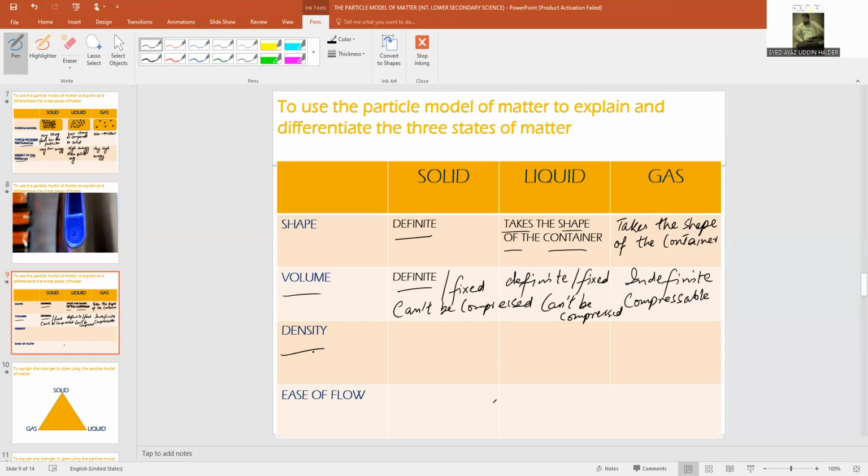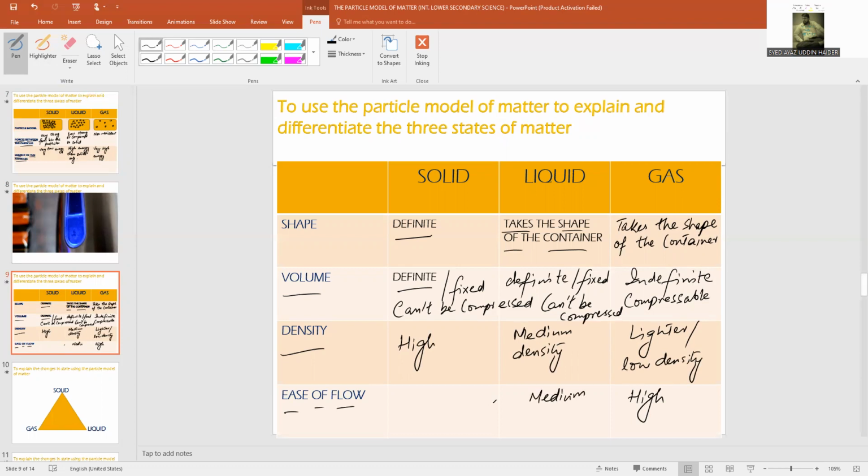If we talk about the density, solids have higher density, while gases are lighter or have low density. In case of liquids, they have medium density, which means their density will be higher than gas but lower than solid. Now, ease of flow, gases have very high ease of flow, and liquids have medium ease of flow, but solids do not flow at all.